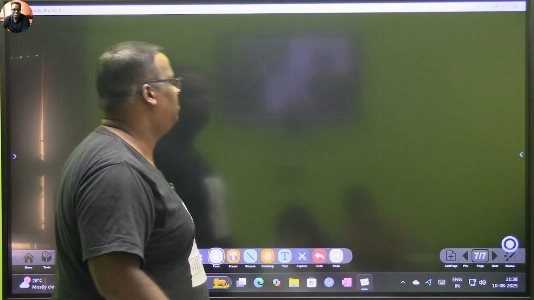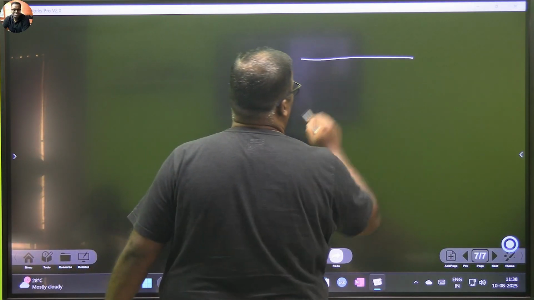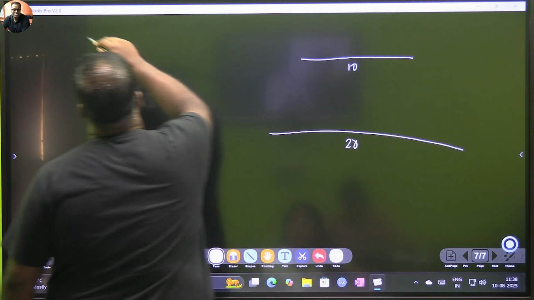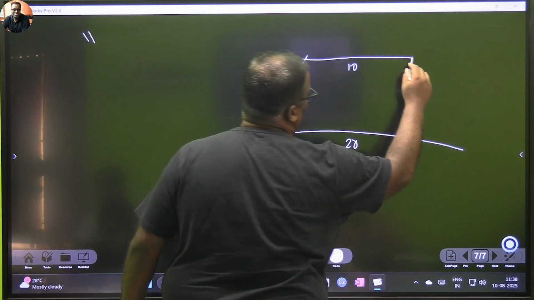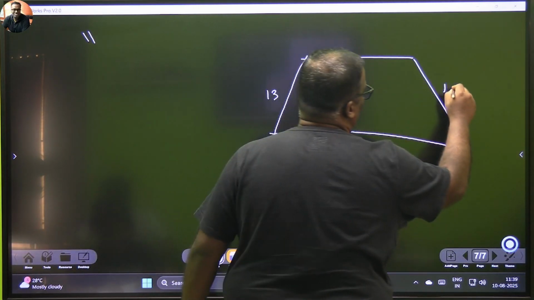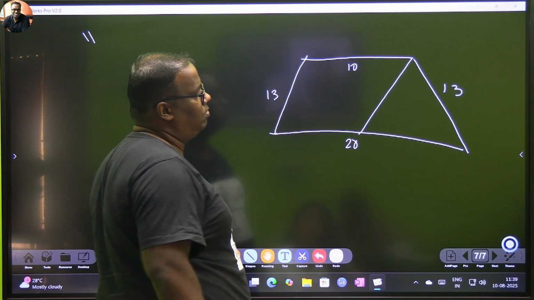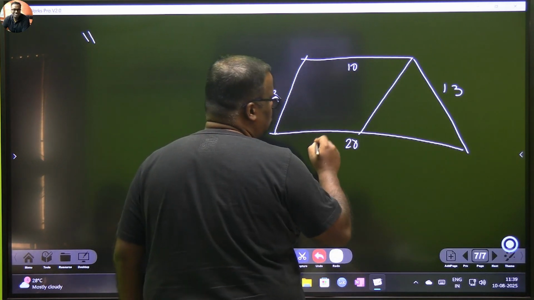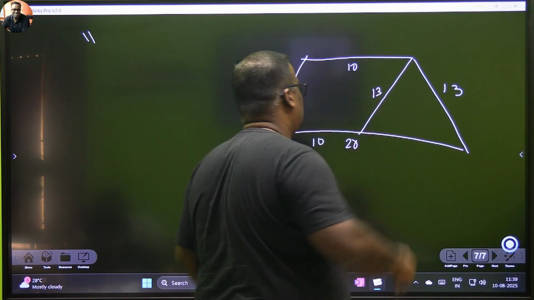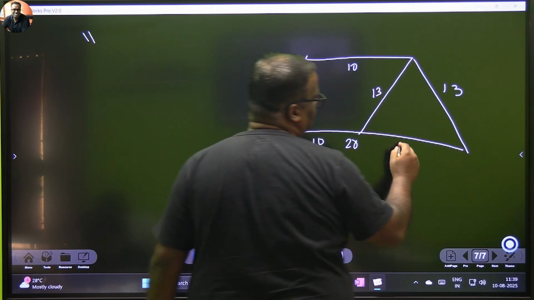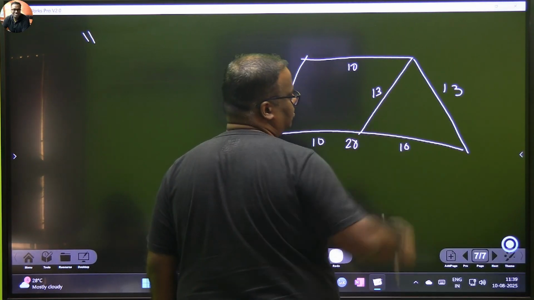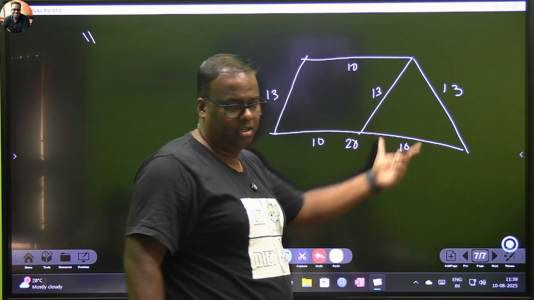11th, what is the question? Okay, 20 and 10. This is the 11th. Non-parallel sides are both equal, each being 13. So do one thing, make it like a parallelogram. So if this is 10, this is also 10. This is 13, this is 13. And this should be how much? 10. Is this an isosceles triangle? 13, 13, yeah, isosceles.